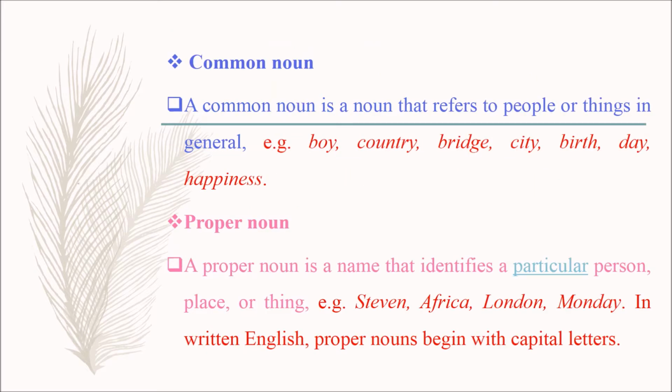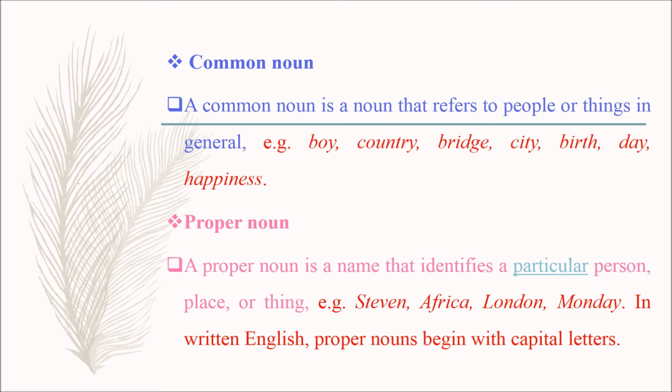First, let's see about common noun. A common noun is a noun that refers to people or things in general. Examples: boy, country, bridge, city, birth, day, happiness. Next, we are going to see proper noun. A proper noun is a name that identifies a particular person, place, or thing.